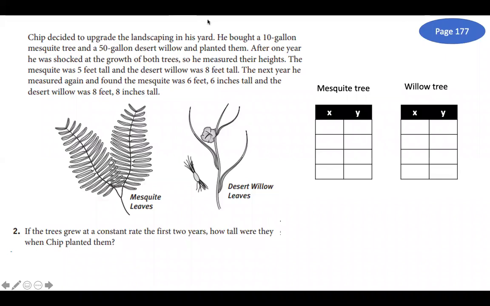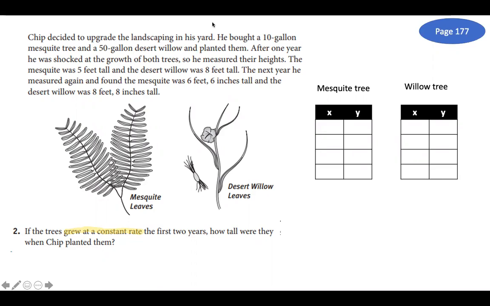Okay, so now it says if the trees grew at a constant rate for the first 2 years, how tall were they when Chip planted them? All right, the key information here is grew at a constant rate. So that's a huge assumption that we're making, that these trees are always going to grow the same amount every year. So let's put in the information that we know.